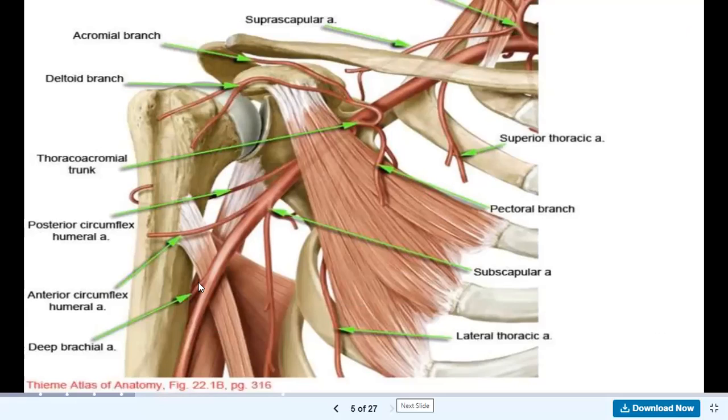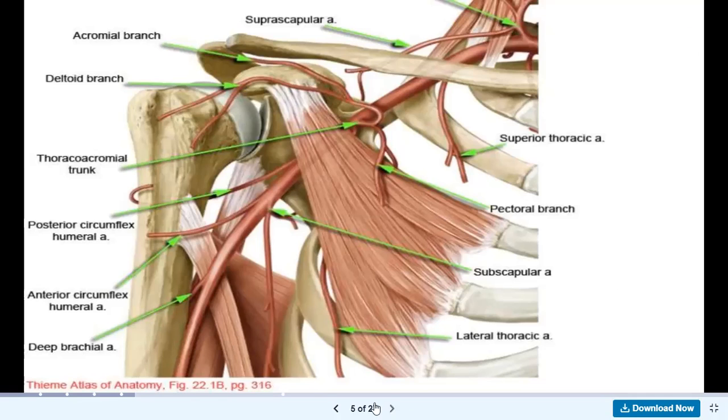Once the artery crosses the lower border of the teres major muscle, it is no longer the axillary artery. The name becomes the brachial artery. Now, before you get this brachial artery, you see a deep branch here, which is called the profunda brachii artery, which is going deep behind the humerus. And then this will be our brachial artery.